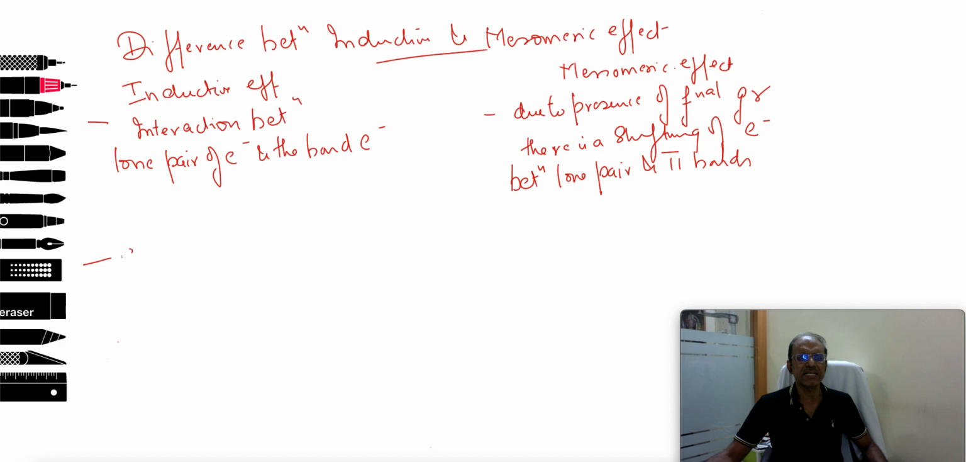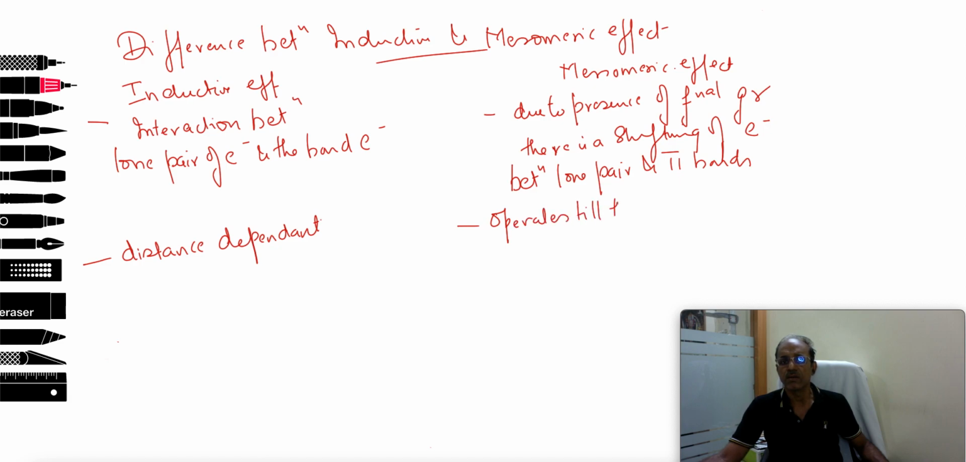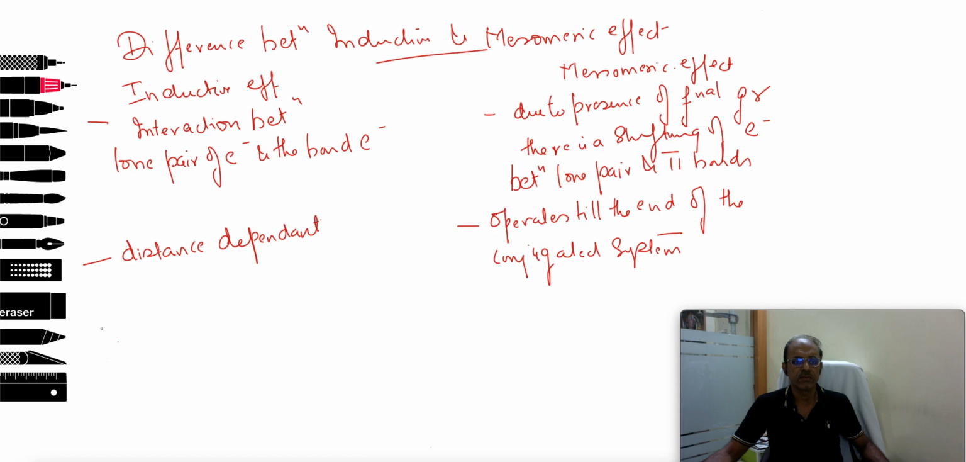Second point I can say. It is distance dependent. It depends on the distance. How far? If it is more than 3 carbon atoms, the inductive effect, irrespective of whether it is plus I effect or minus I effect, decreases. While in this it operates till the end of the conjugated system. Fine?